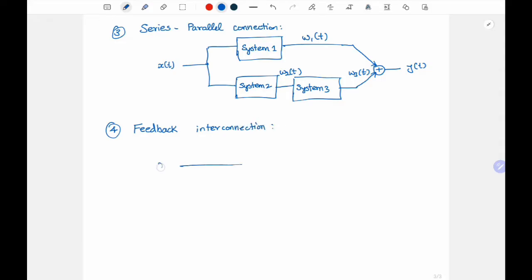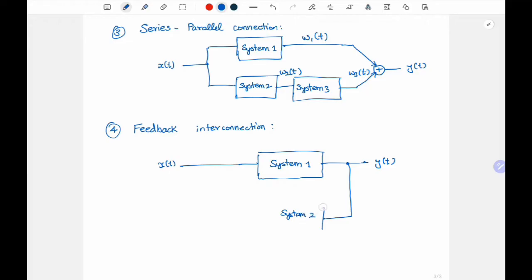Alright, so I have x of t. I pass it through some system 1. Okay, I get an output y of t. But I also branch this output y of t and pass it through another system called system 2. And then the output of system 2, let me call it W of t, I feed it back to the input. It can be an adder, subtractor, anything. So this kind of systems interconnection is called a feedback interconnection.